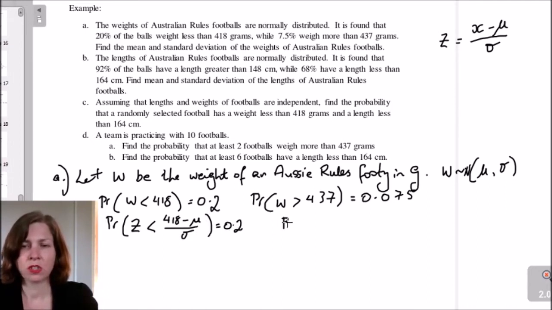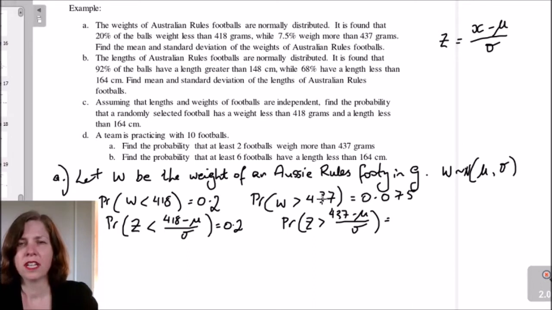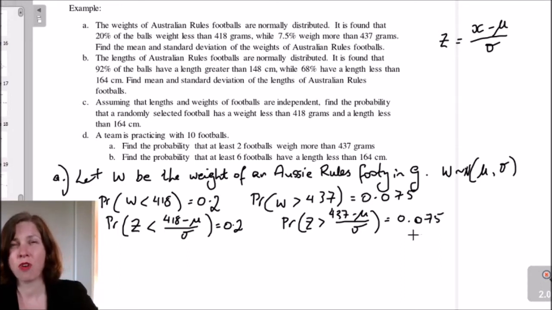And while we're at it, let's jot down the information for this one before we start grabbing our CAS. The probability that Z is greater than, same thing, 437. I subtract the mean and I divide by the standard deviation. So I've now converted this into a Z value, which is why I can use the standard normal now, which is why I can grab my calculator and work out what values on the standard normal horizontal axis give me these probabilities, 0.075 and 0.2. But remembering that this is less than and this one is greater than, so it's going to have a right tail.